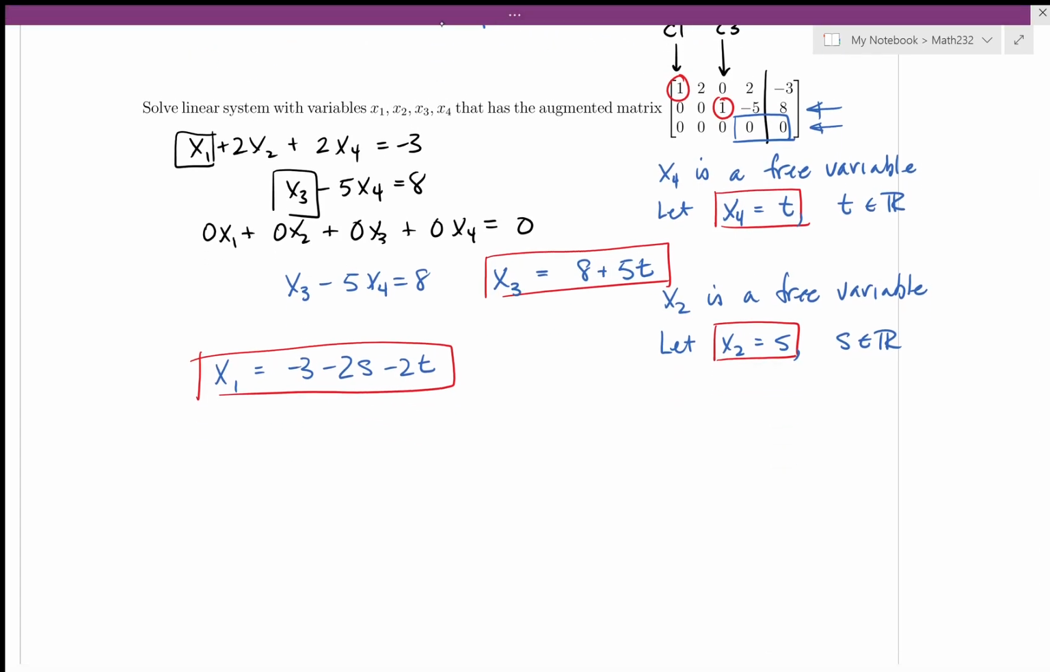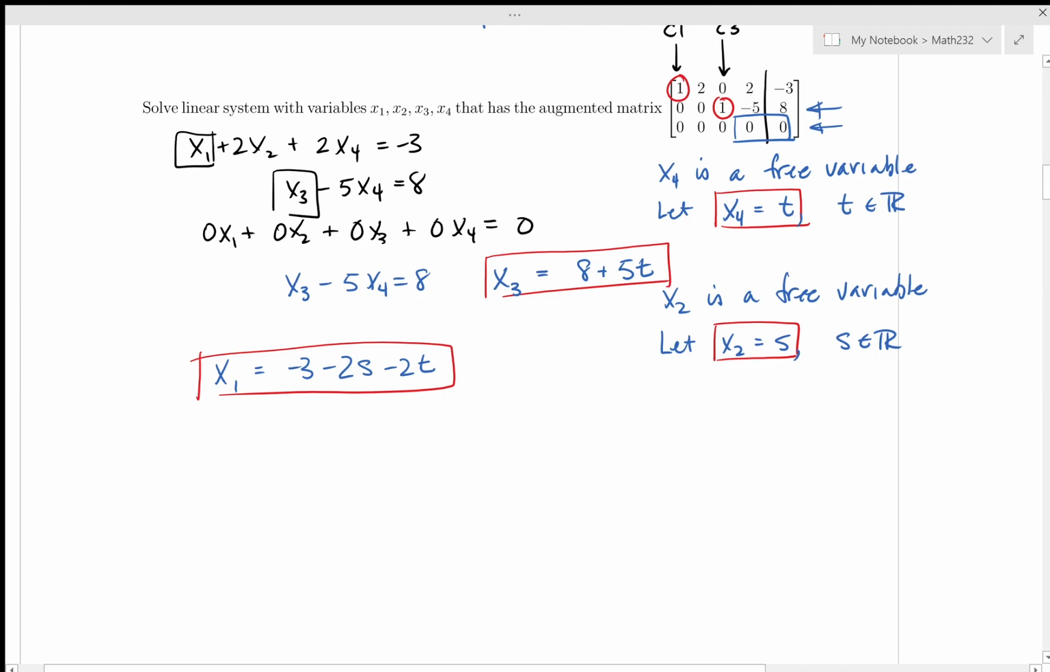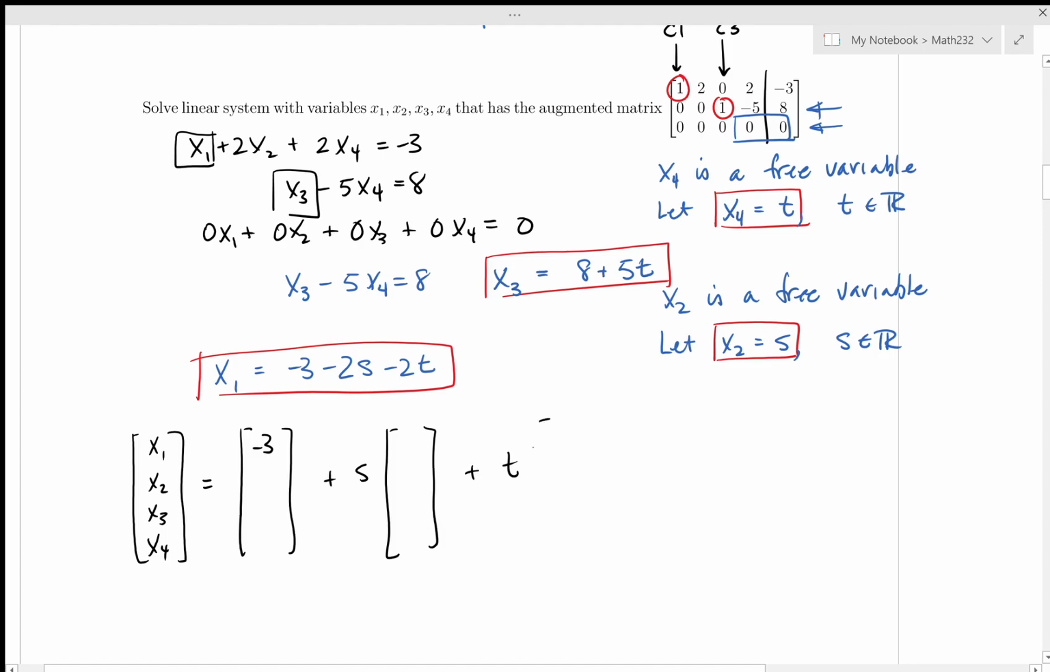I've identified what the variables are, and I'm going to write this out in a slightly different form. I'm going to write it in this manner. I'm going to make what I'm going to call a column vector. We're going to see more of this coming. What do they look like? Well, x1 is minus 3. I'm going to write it like this, and that's going to be s times something and t times something. I have 2 free variables.